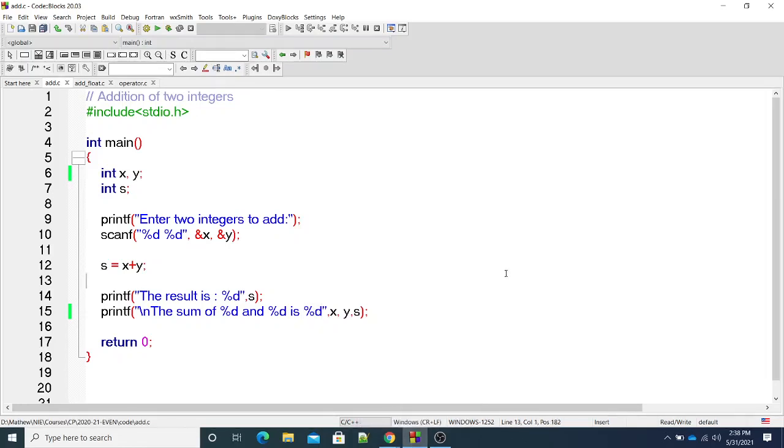After data types, the next major topic is operators. Operators are, yeah, tell me.